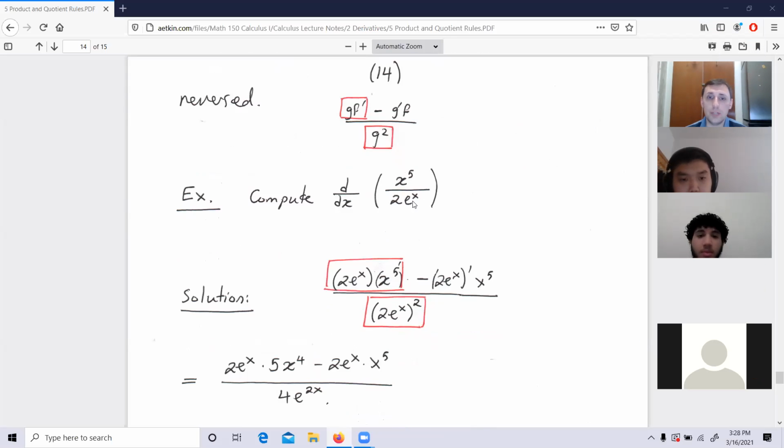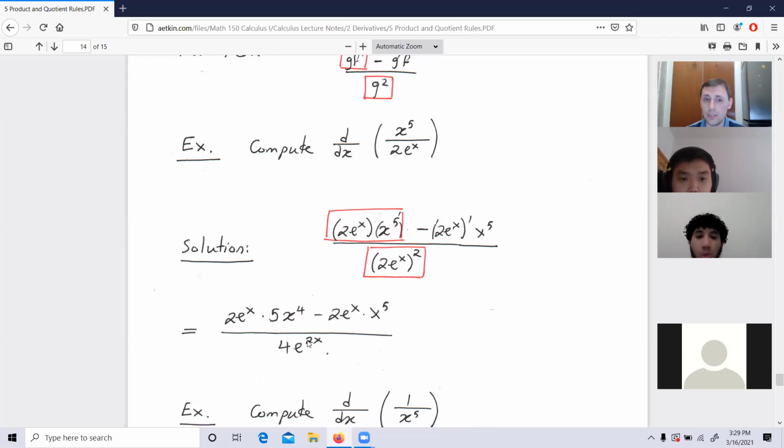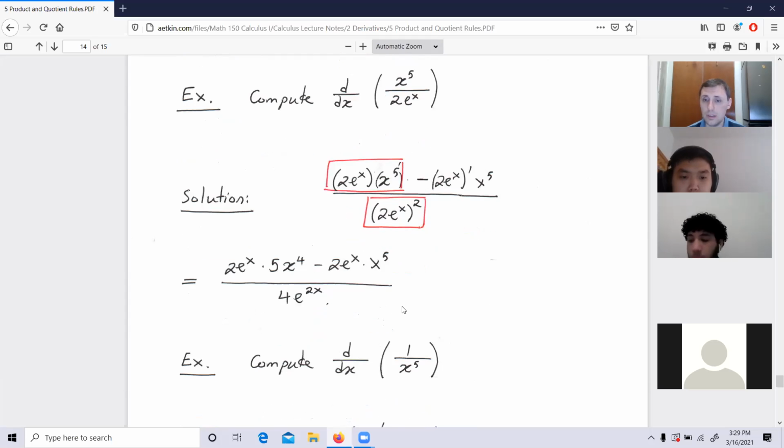So what do you do, guys? First you take the denominator, you square it. Here it is squared, and then you copy the denominator and multiply by the derivative of x to the 5, minus the roles reversed. Now, when you square it, it's 4e to the 2x. What do you get here? 2e to the x times 5x to the 4 minus the derivative of the bottom multiplied by the top function without touching it. Good. Now calculate the derivative of 1 over x to the power of 5.